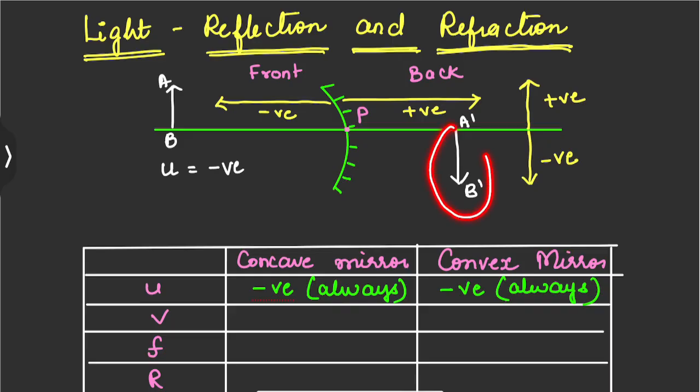So here I have written on the back of the mirror. Can you see here? This is on the back side of the mirror. If it is on the back side of the mirror, then you have to write a plus sign. Suppose this image is formed on the front side like this, then you have to write a minus sign. So image formation depends on where it is formed, whether it is formed on the front side or on the back side.